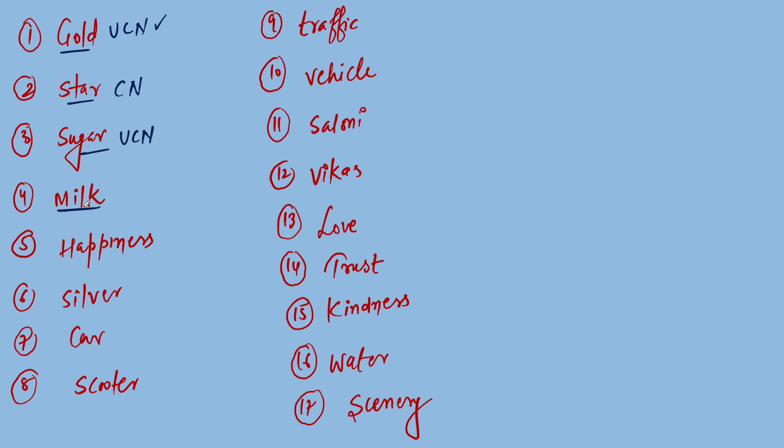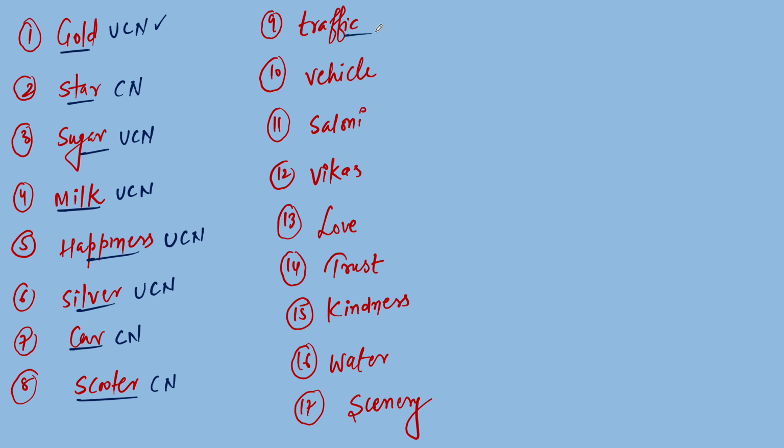And what is milk? Yeah, it is also uncountable noun because we can't count like one milk, two milk, three milk. We actually count or measure 1 liter, 2 liter, and 3 liter of milk. And what about happiness? Tell me fast. Uncountable noun because we don't count it and we can't count it basically. And what about silver? Uncountable noun. And what about car? It can be counted, so countable noun. Scooters can be counted, so countable noun.